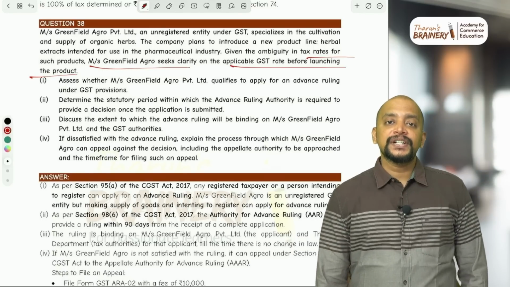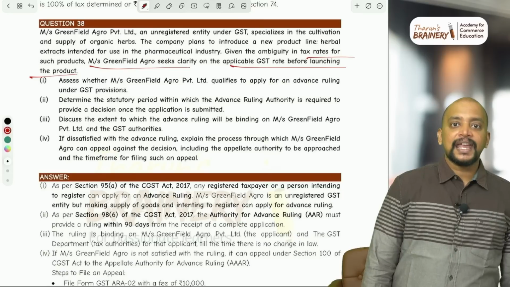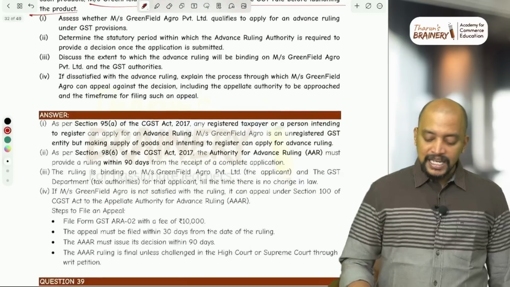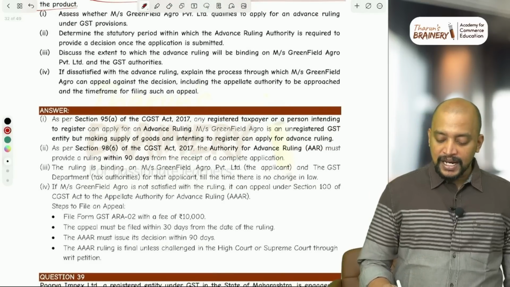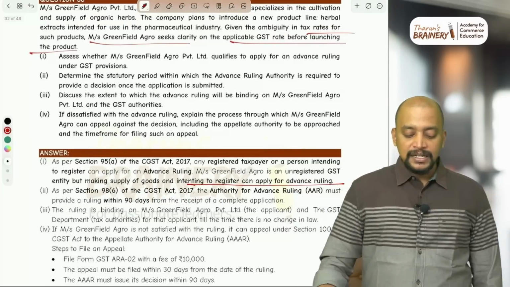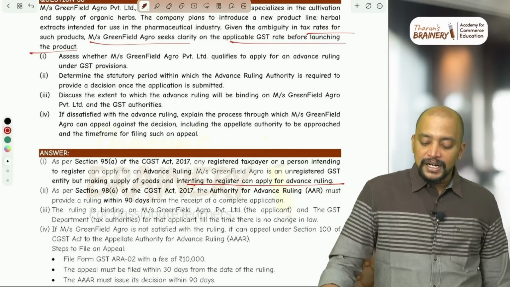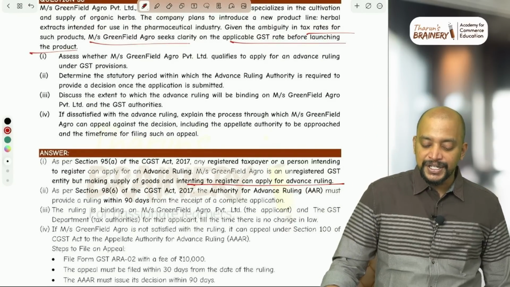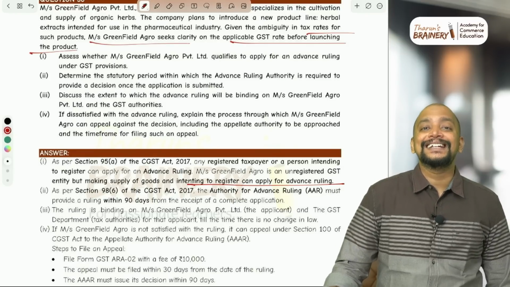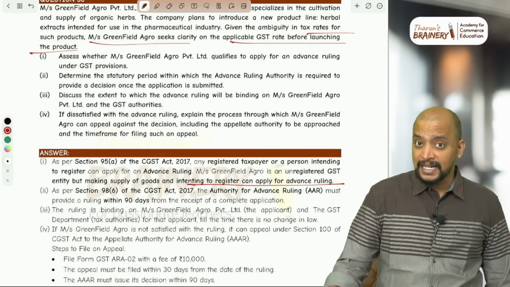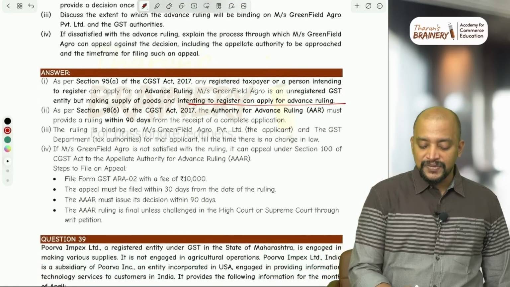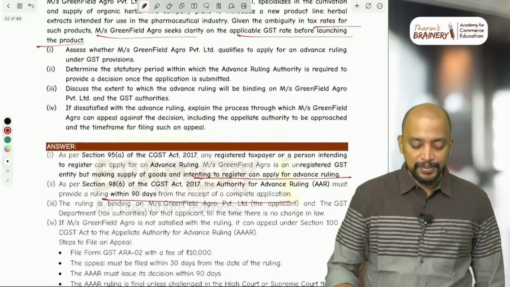So whether a registered person or unregistered person can seek advance ruling. Okay, so therefore in this case, even if they are unregistered but making supply of goods and intending to register, can apply for advance ruling. Determine the statutory period within which the advance ruling authority is required to provide a decision once the application is submitted. Once the application is submitted, within 90 days from the date of application, they need to pronounce the ruling. So within 90 days from the date of receipt of complete application.